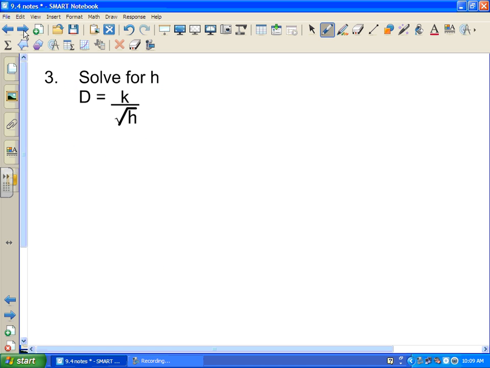Number 3. This one's different. The next two are a little different. Now instead of having a variable squared, you have a square root in the problem.